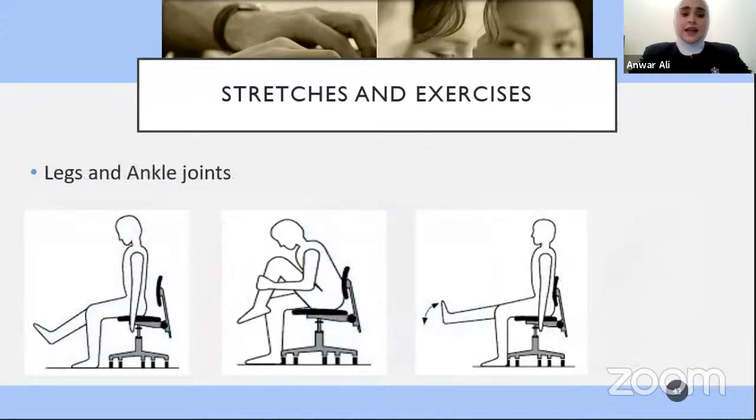For the legs and ankle joints, straighten your leg and hold it up and down for a few seconds. Bend your knee, hold it up for a few seconds as well, and move your feet up and down for 5 to 10 seconds, and repeat it once or twice.